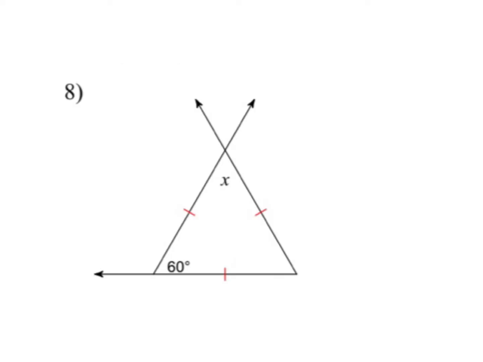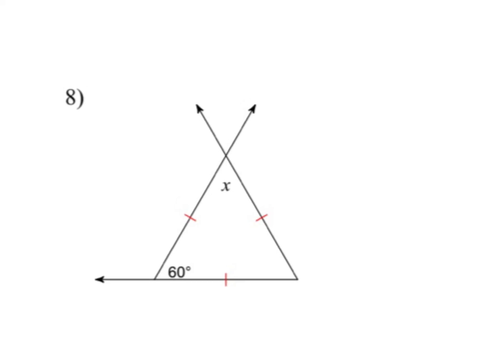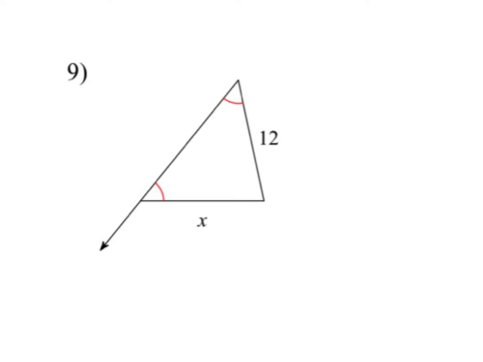Same type of thing. Solve for x, please. 3, 2, 1. It's equilateral, so everything is 60 degrees. So x is equal to 60 degrees. Cake. Next. There we go, same type of thing. What is x? And 3, 2, 1, you should be done.